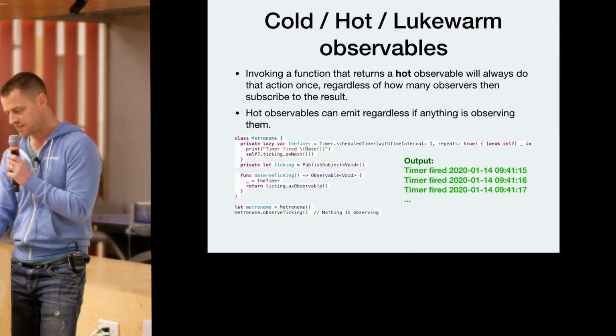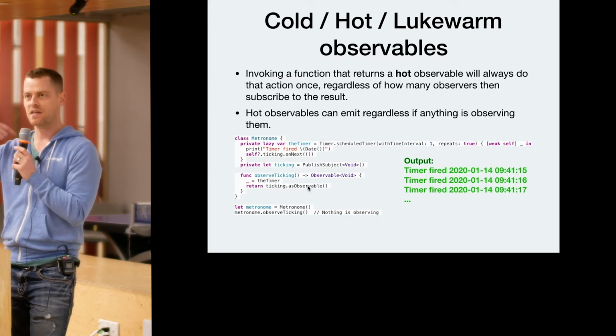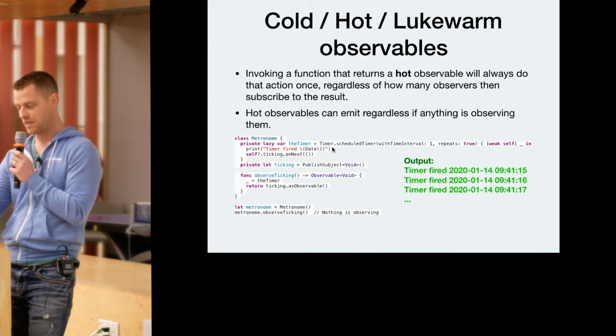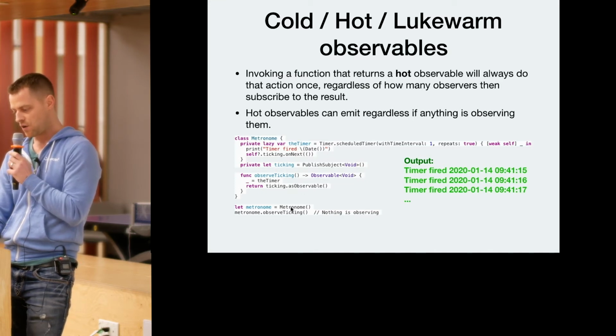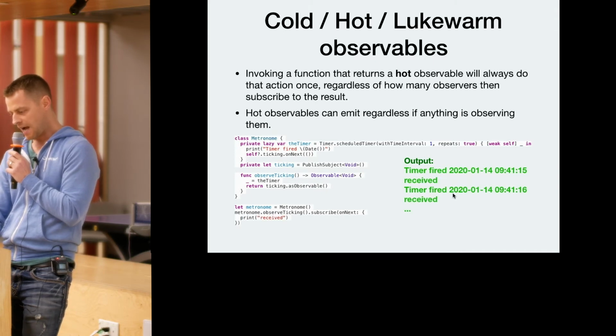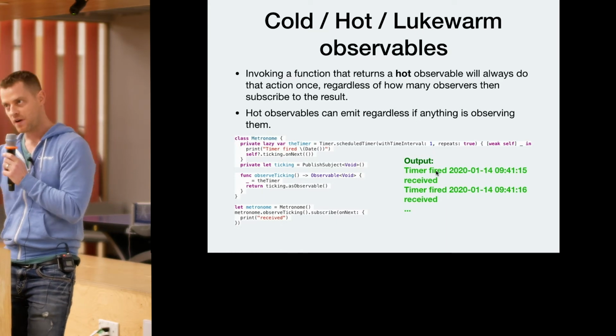So I created this timer thing, and as soon as you call observe ticking, the timer will just start, and every second it will try to emit to the observable stream. So I can see due to my timer fired code that it's running. So I make my metronome, I call observe ticking, I'm not even observing, and we see it boom, boom, boom, emitting. Now I observe it and print receiving. So now timer fires, received, timer fires, received.